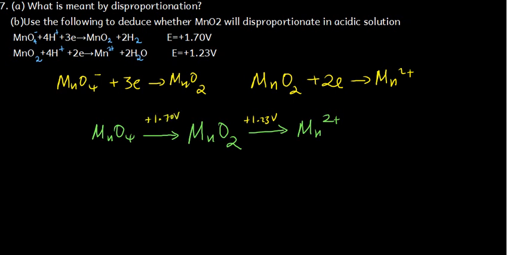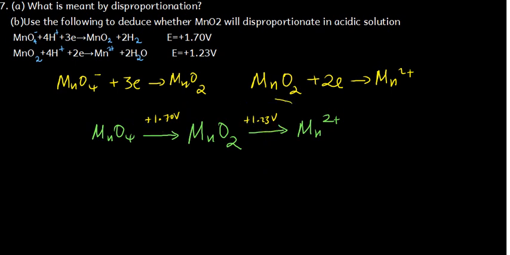Now when you look at this compound, for it to disproportionate, we are going to compare the cell potentials on the right and on the left. Look at this cell potential here, and also look at this cell potential. Since the cell potential on the right, which we can see here, is smaller than the cell potential on the left, which is here, then manganese oxide will not disproportionate. Okay, that is the statement.